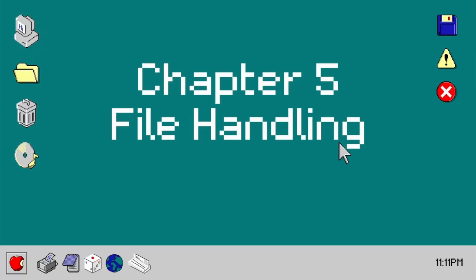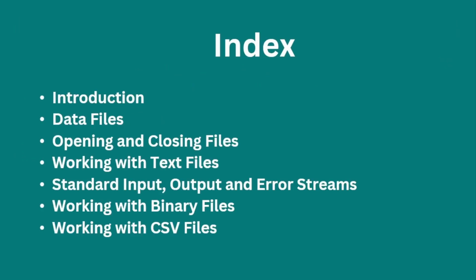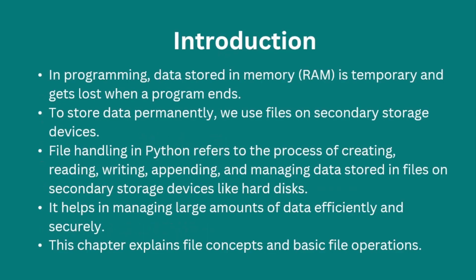So in today's video, we'll be covering chapter 5 of class 12 computer science, which is file handling. I'll be covering this chapter in two parts. In the first part, I'll be covering introduction, data files, opening and closing files, working with text files, standard input, output and error streams. And in the second part, I'll be covering working with binary files and working with CSV files. Okay, let's get started.